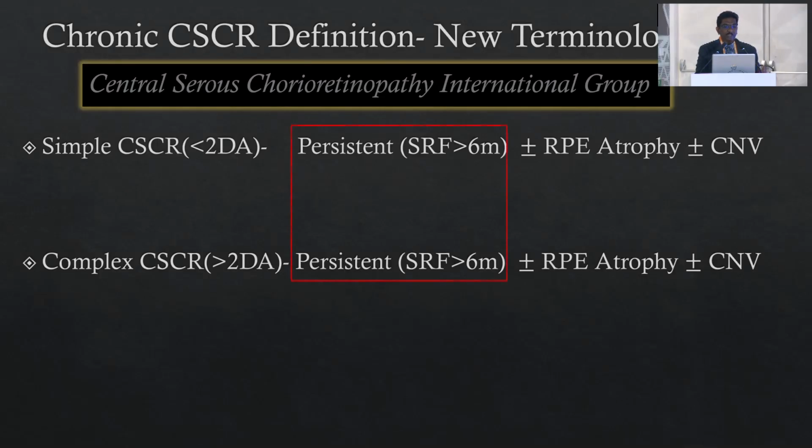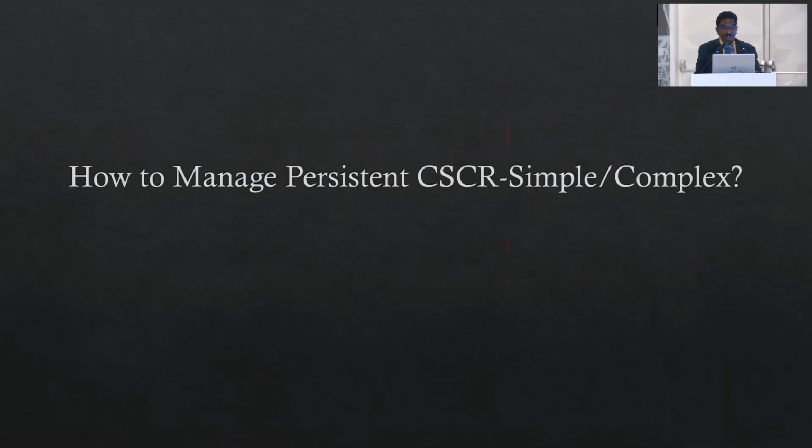Classification would be a simple CSR and a complex CSR. Persistent is the one which is more than 6 months of SRF being present, with or without RPE atrophy or with or without CNVM. This would be the new terminology. Now, how do you manage these cases?